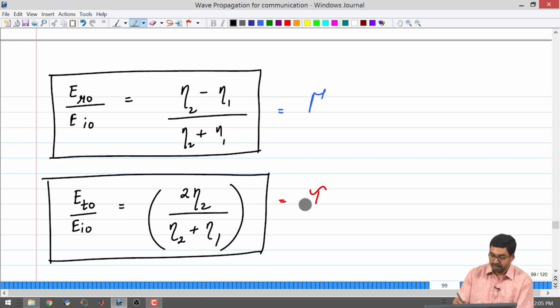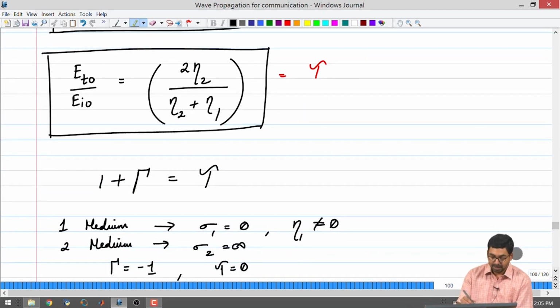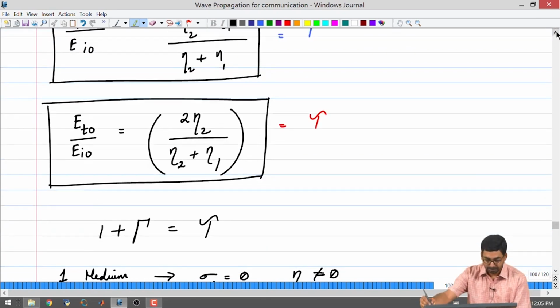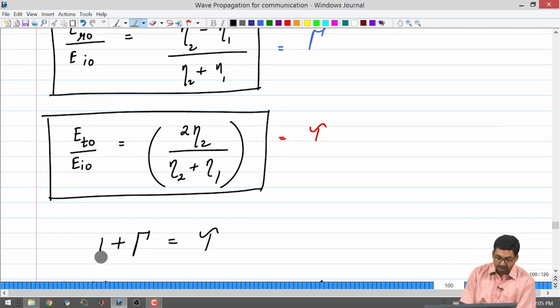This is what we had seen, plus we also calculated another new quantity called tau. The tau was the transmission coefficient and it had the form 2 eta 2 divided by eta 2 plus eta 1. This is a quantity that we had not calculated before, and there was a relationship between the transmission and reflection coefficients. We found that 1 plus gamma is equal to tau.